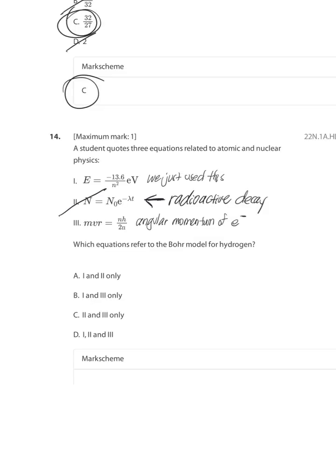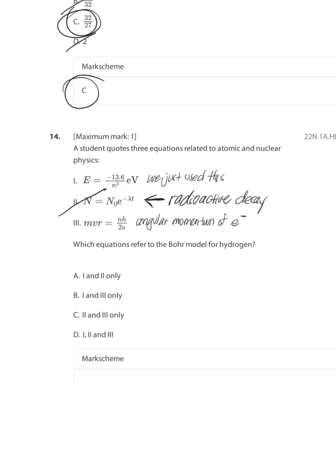So 14 is interesting. It says there are 3 equations, and it says which ones refer to the Bohr model for hydrogen. Well, why don't you check your data booklet? And so we have E equals negative 13.6 over n squared eV. That's the energy of the electron per level. We just used that in number 13. So yes, that is for the Bohr model for hydrogen. And then we have 3 there, which is the angular momentum, mvr, the quantization of angular momentum based on the level, nh over 2 pi. So whatever your level is, it varies by h over 2 pi. Yes, that does refer to the Bohr model.